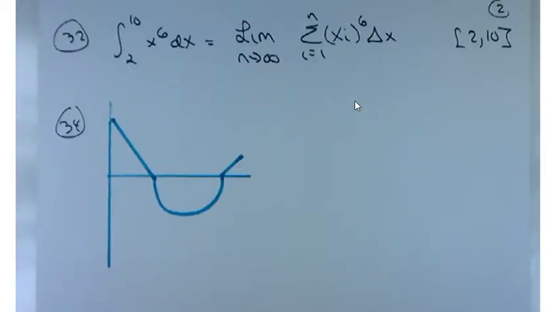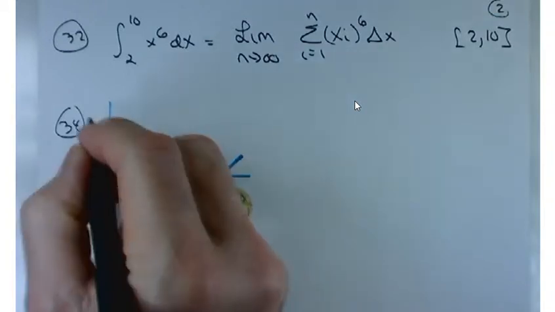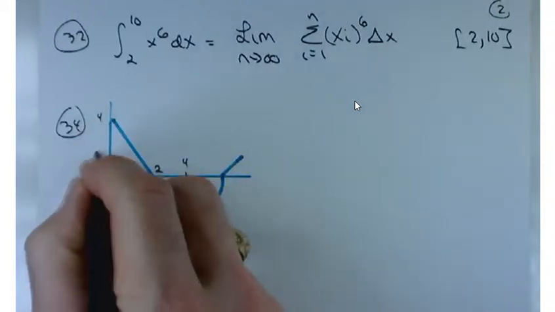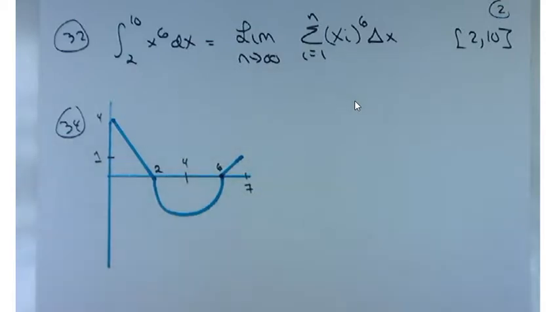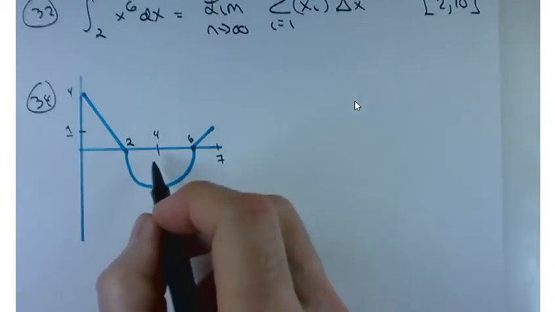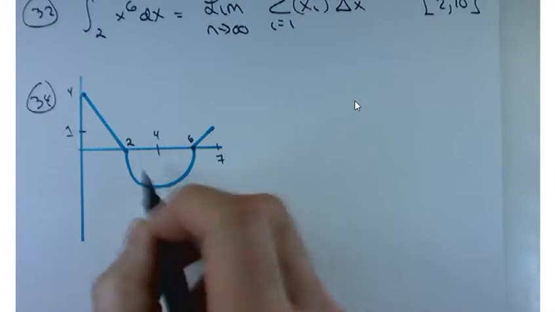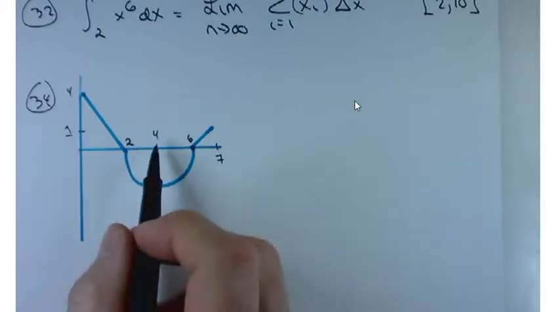All right, it's not drawn really wonderfully to scale. That's okay. We'll get out of it what we need. That's a 4, that's a 2, that's a 4, and that's a 1. 6, and 7. So despite what this might look like, it is actually a semicircle of radius 2, centered at 4 and 0.